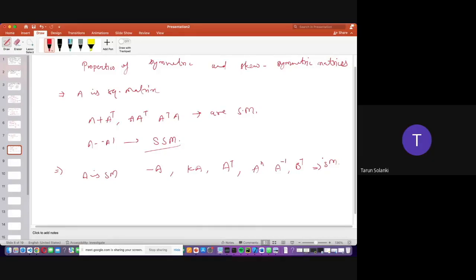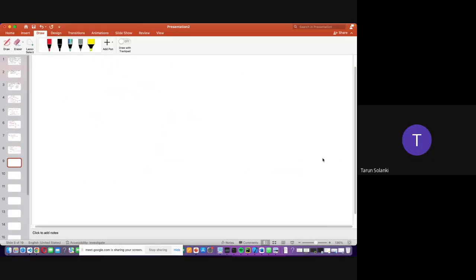Okay, next, if A is a skew symmetric matrix, then you can say A to the 2n is a symmetric matrix. Next, for all n belongs to N, A to the 2n plus 1 is a skew symmetric matrix.